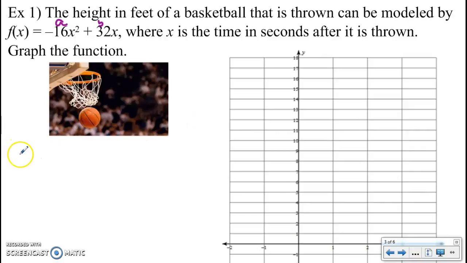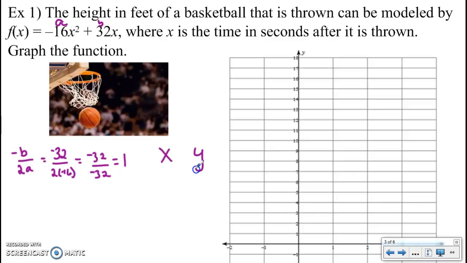Just to review, to find the axis of symmetry, we're going to use the formula the opposite of b over 2a. So when I plug those values in, I'm going to change the sign for my 32 to a negative, and I'm going to plug in negative 16 in the bottom. And we're going to simplify. So 2 times negative 16 gives me negative 32. And when I divide negative 32 by negative 32, I get 1 for an answer. Okay, this is the first part of my vertex on my graph. So this is my axis of symmetry here.